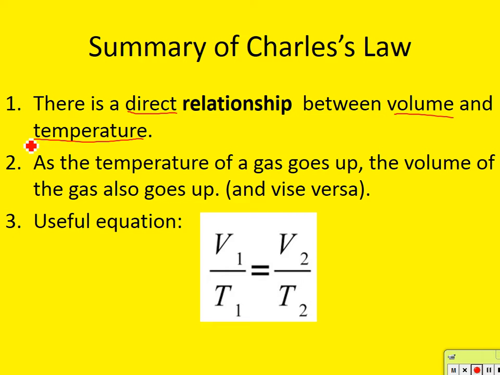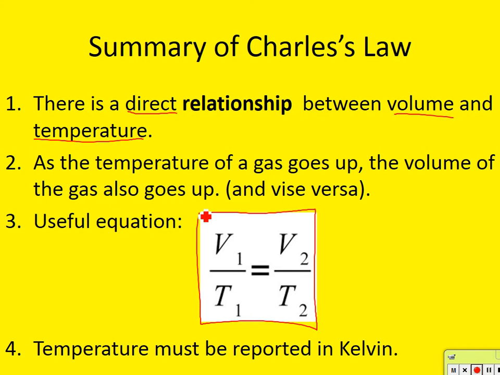This is the useful equation. We'll use it a lot from Charles' law. We have to be able to read a problem, plug in the variables, and come up with an answer. But there's one important key with Charles' law that we've got to talk about. Number 4 down here, very important. It says temperature must be reported in Kelvin.